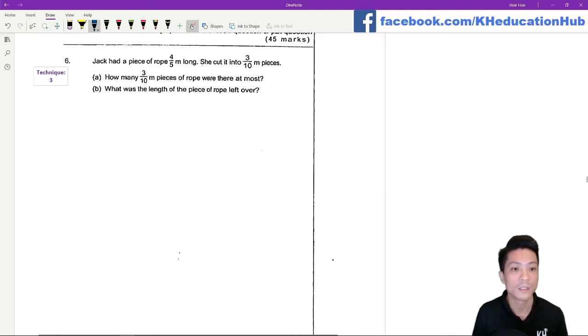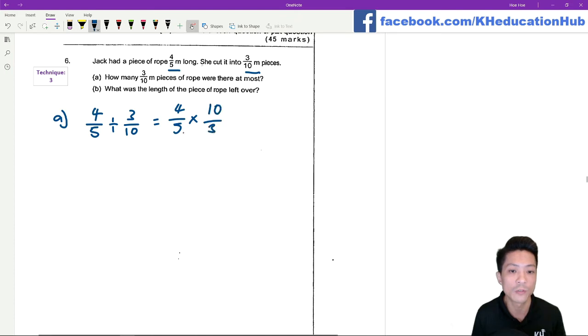Question 6. Jack had a piece of rope 4/5 meter long. He cut it into 3/10 meter pieces. How many 3/10 meter pieces of rope were there at most? Which means that for part A, I need to use 4/5 divided by 3/10, which should be 4/5 multiplied by 10/3. I'm gonna reduce.